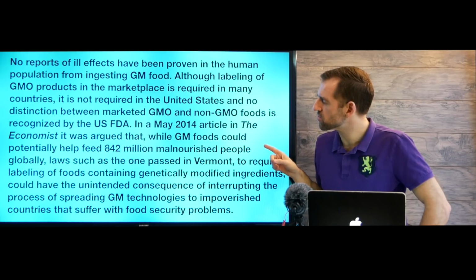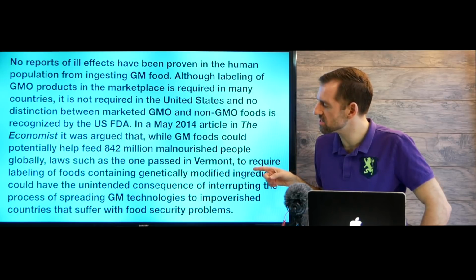In a May 2014 article in The Economist, it was argued that while GM foods could potentially help feed 842 million malnourished people globally, laws such as the one passed in Vermont to require labeling of foods containing genetically modified ingredients could have the unintended consequence of interrupting the process of spreading GM technologies to impoverished countries that suffer with food security problems.